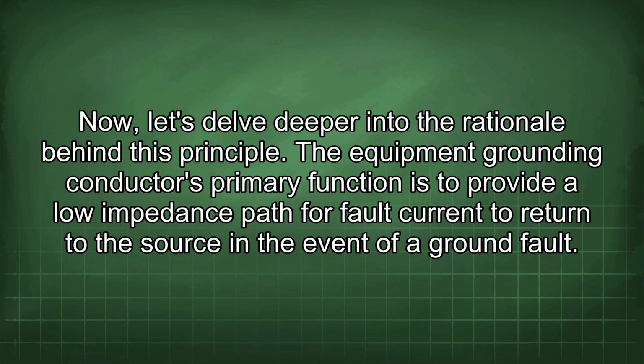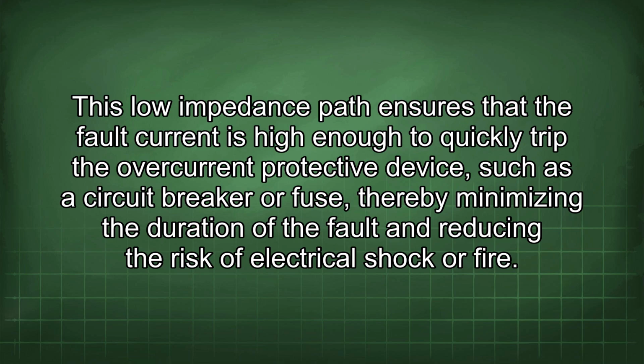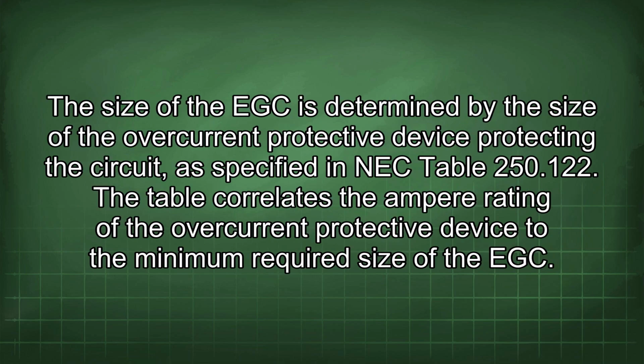The equipment grounding conductor's primary function is to provide a low impedance path for fault current to return to the source in the event of a ground fault. This low impedance path ensures that the fault current is high enough to quickly trip the overcurrent protective device, such as a circuit breaker or fuse, thereby minimizing the duration of the fault and reducing the risk of electrical shock or fire. The size of the EGC is determined by the size of the overcurrent protective device protecting the circuit, as specified in NEC Table 250.122. The table correlates the ampere rating of the overcurrent protective device to the minimum required size of the EGC.